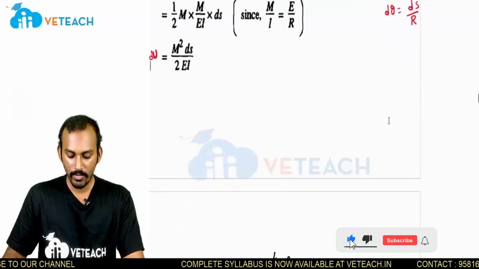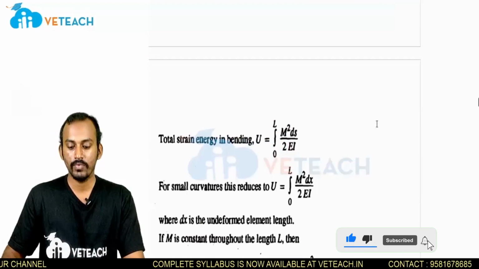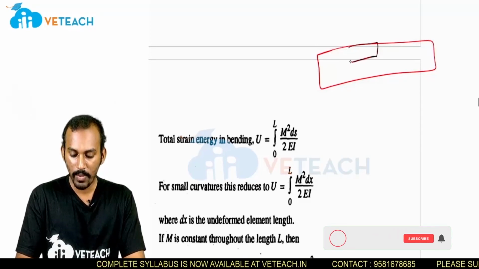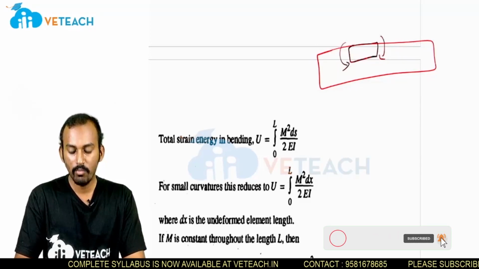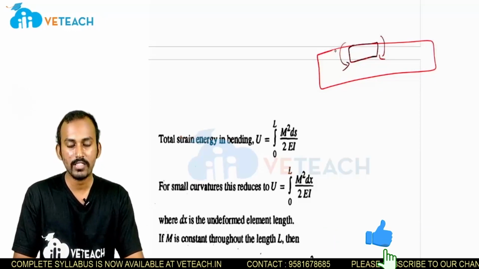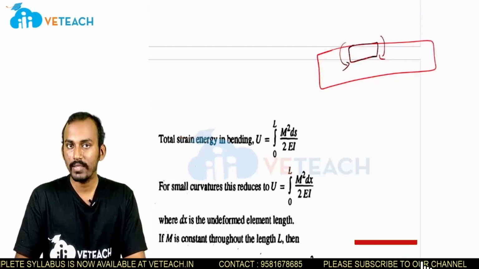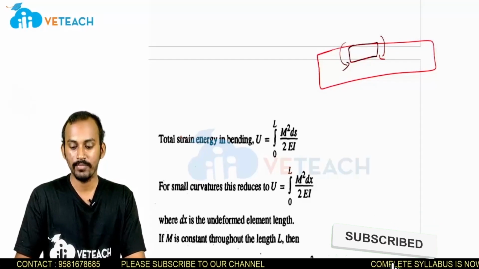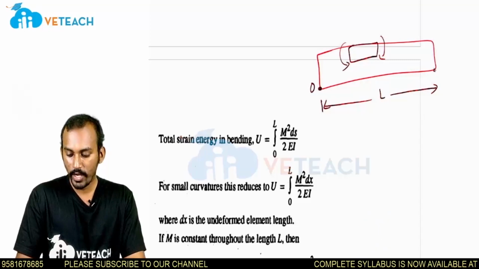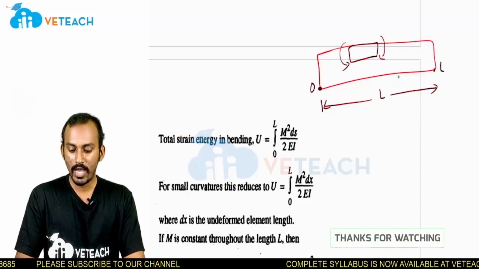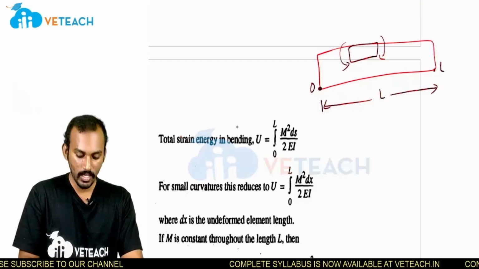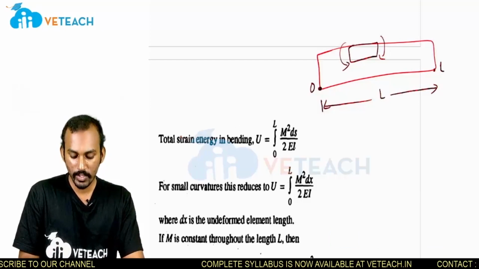Now coming to the entire member. We have considered only a small part, and on this part we have applied a moment, so it has been deformed. We just calculated the strain energy stored in this small element. Now we have to apply that for the entire beam. If L is the length of the beam, let's say this is point 0 and this point is L. We have to integrate this strain energy from 0 to L: integral 0 to L of M square by 2EI into ds.